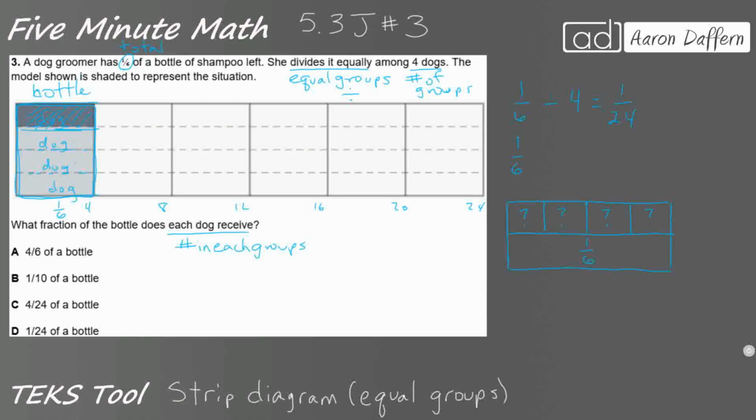Okay? So we're going to multiply, and then we're going to take this 4. Imagine it is 4 over 1. Any whole number can be a fraction if you put it over 1. The reciprocal is flipping it upside down. When we multiply fractions, you could just multiply straight across. Numerator times numerator, 1. Denominator times denominator, 24. So each dog only receives 1/24 of the bottle.